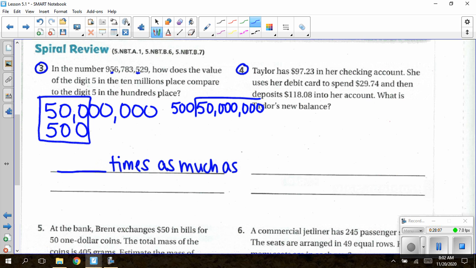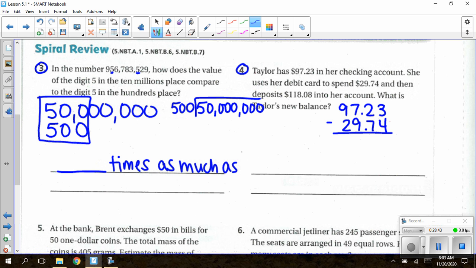All right, moving on to number 4. Taylor has $97.23 in her checking account. She uses her debit card to spend $29.74, and then she deposits $118.08 into her account. What is Taylor's new balance? So I have to start with the amount that she has in her account, and if she is using her debit card to spend money, that means she no longer has that money in her checking account. So I have to subtract the $29.74.